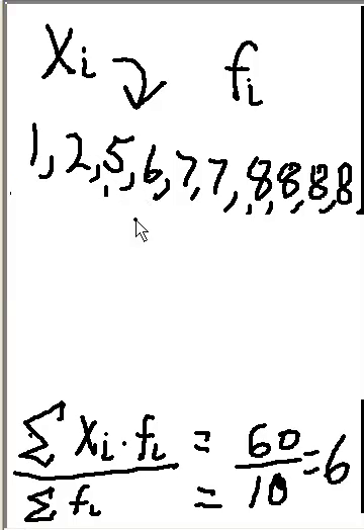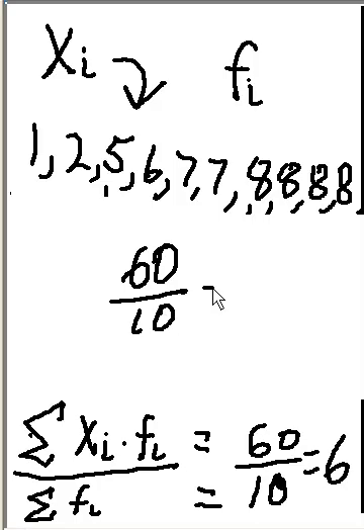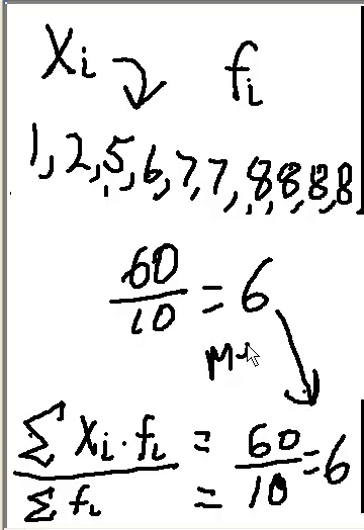That's interesting, because if I just add these guys up, 1 and 2 and 5 and 6, which is 14, and 14 and 32, that gives me 60. If I divide that by 1, 2, 3, 4, 5, 6, 7, 8, 9, 10 of these guys, I get the average, which is 6. And that's what the mean is. It is the average.